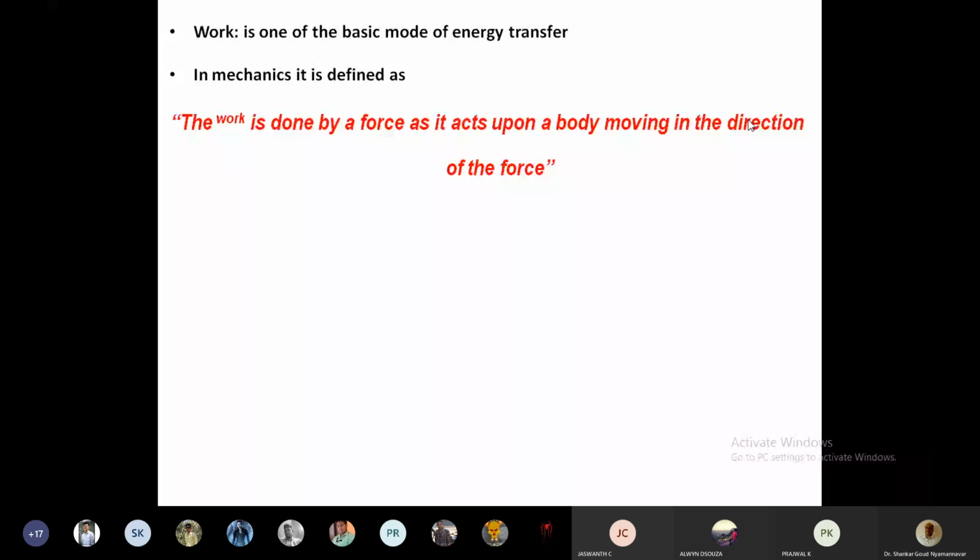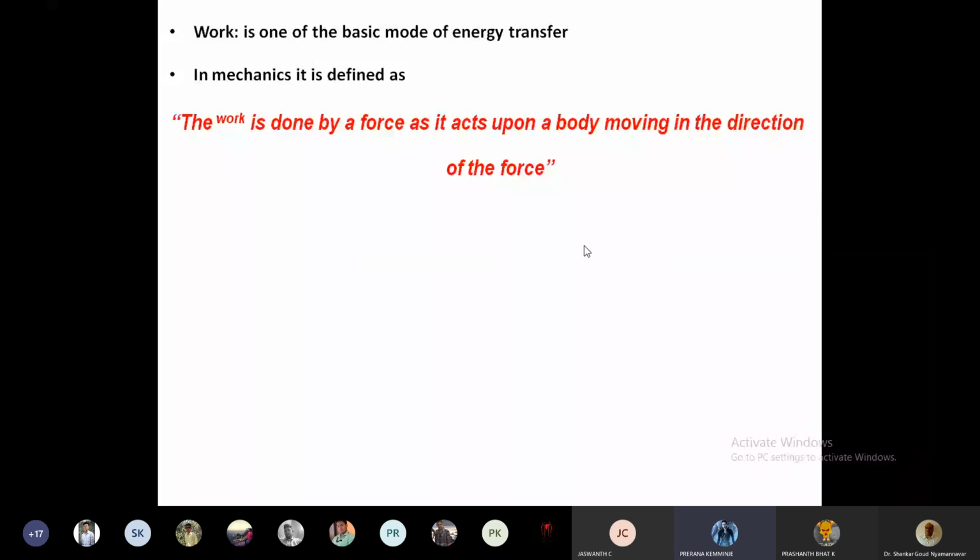Work is a dot product. It is a scalar multiplication, not vector multiplication. So when you multiply two vectors A and B as a dot product, how do you write it? How do you define the scalar product? What is the equation for the dot product? A and B, two vectors are there. You want to find the dot product: AB cos theta.